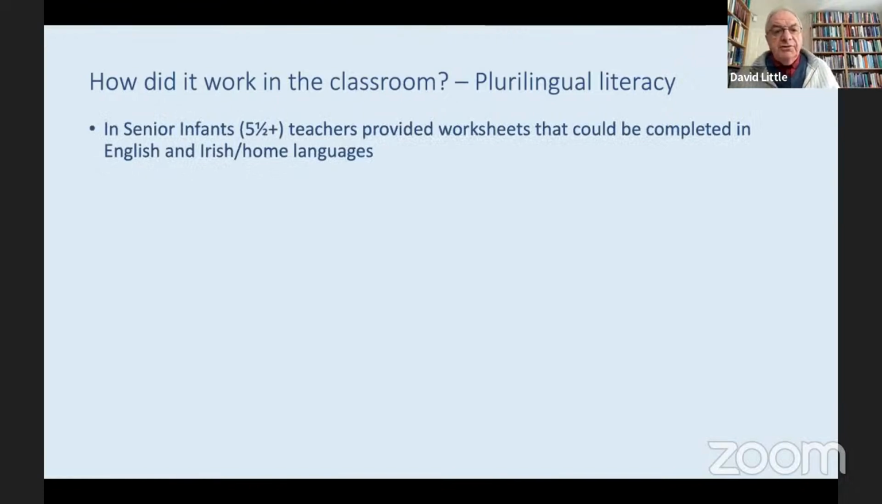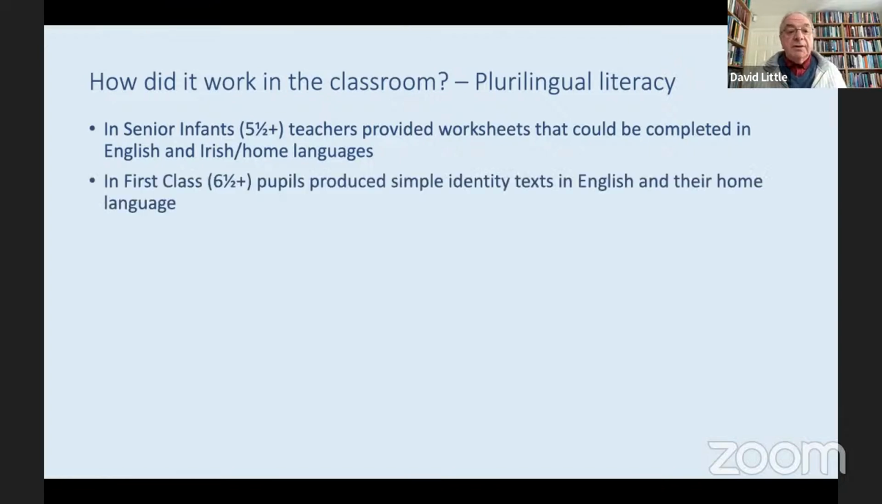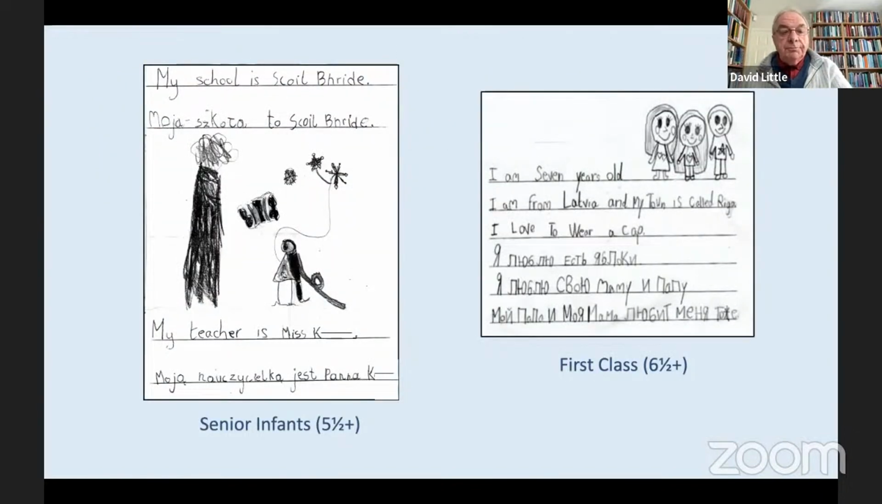This began in senior infants, when teachers provided worksheets that could be completed in English and Irish or home languages. And it continued in first class when pupils produced simple identity texts in English and their home language. Here are two examples. On the left, the teacher has provided the pupil with a sheet of paper with just 4 lines ruled on it.